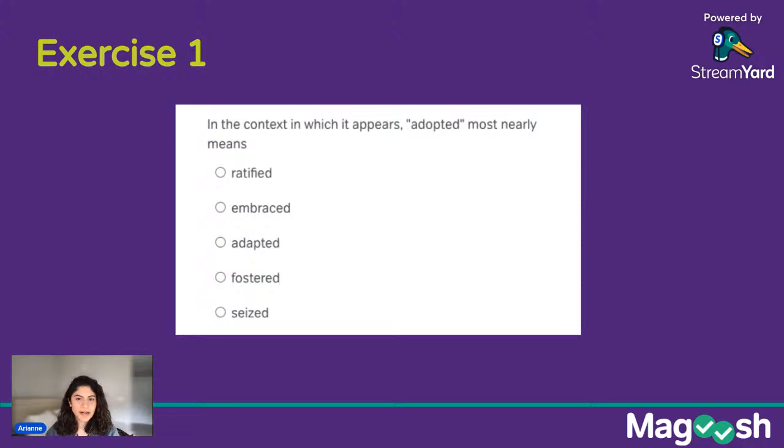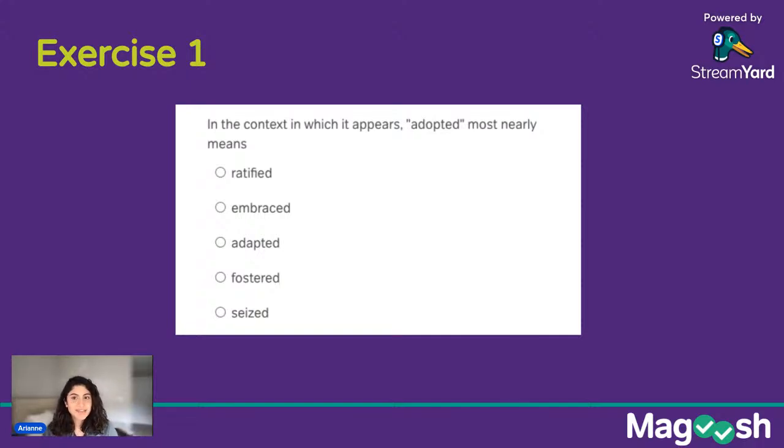A, we have ratified. Ratified is sort of a formal word. So it's when you make something into a law. This doesn't really fit here because this is just one painter using another painter's style, right? Embraced. Embrace means accepting or adopting something, right? Which is a good contender. Let's leave it there. Let's go over the other answer choices. And if those don't work, then we can go back to embrace.